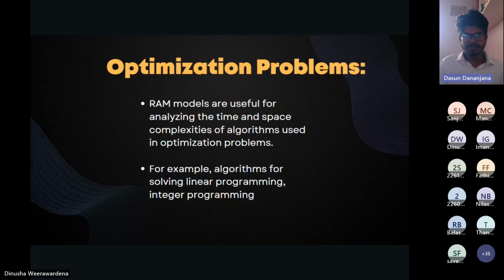Optimization problems. What are optimization problems? RAM models are useful for analyzing the time and space complexities of algorithms used in optimization problems. For example, algorithms for solving linear programming and integer programming can be evaluated and optimized using RAM complexity analysis. So let's talk about cryptography in the next slide.